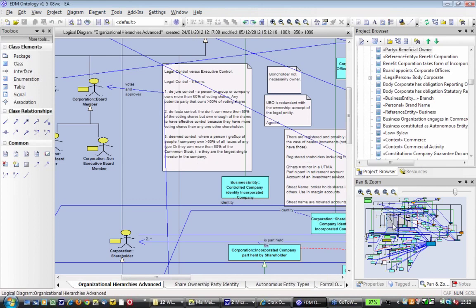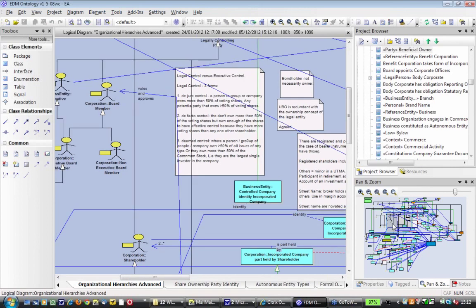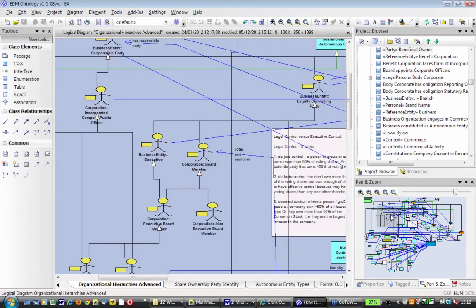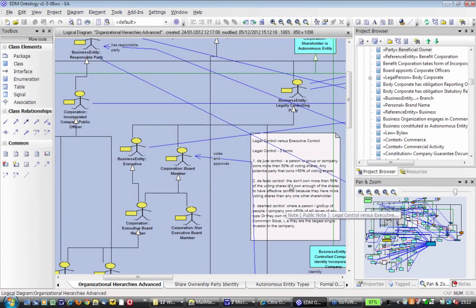Good. So we've got the three kinds of control. That gives me the kind of clarity that we didn't have before: de jure, de facto, and deemed control. Presumably, this managerial control that's vested in the board members is another kind of control again, isn't it? Because it's not control of the company; it's simply management of the company.